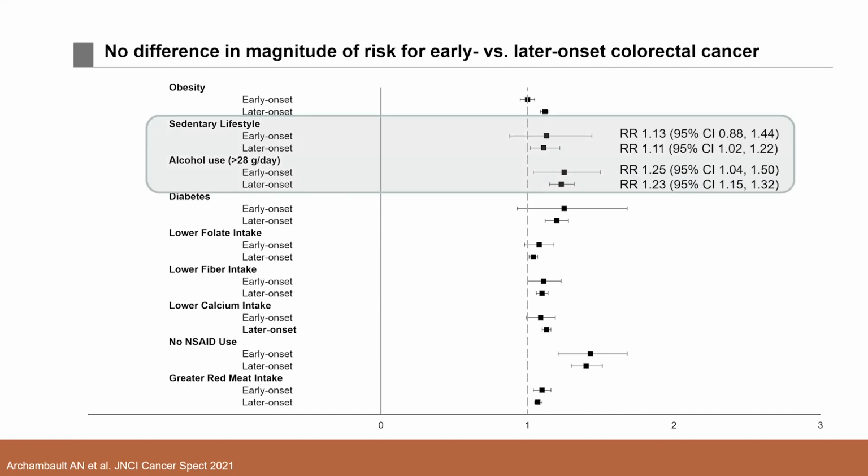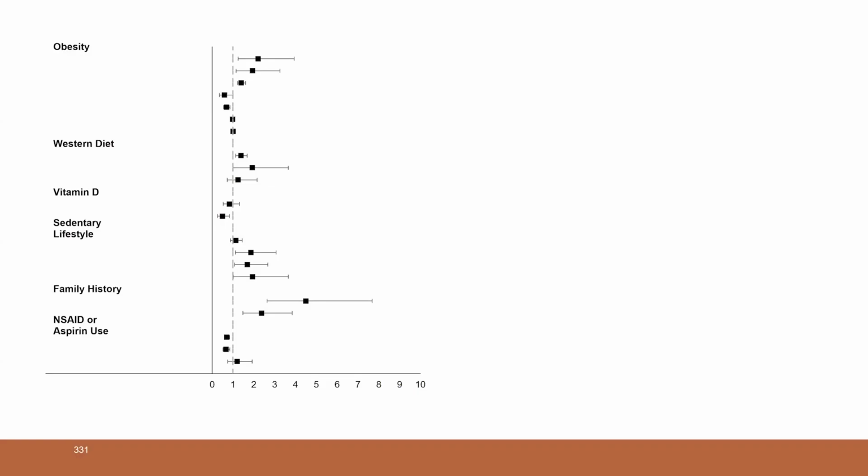For example, if we look at sedentary lifestyle and alcohol use, we can see that risk ratios for early and later onset colorectal cancer are very similar, although there are wider confidence intervals for early onset colorectal cancer, as we might expect given the smaller number of diagnoses. The two forest plots make clear that many, if not all, of the well-established risk factors of later onset colorectal cancer are also risk factors for early onset colorectal cancer.